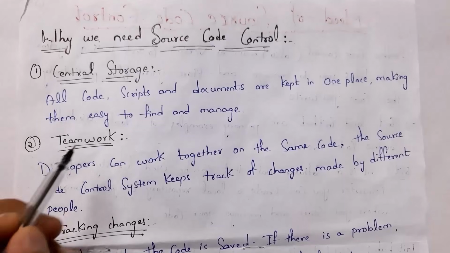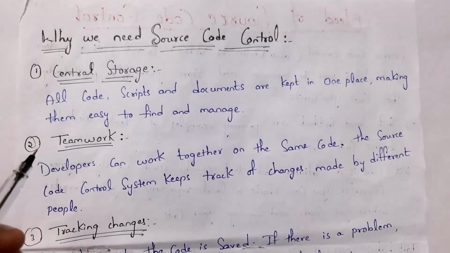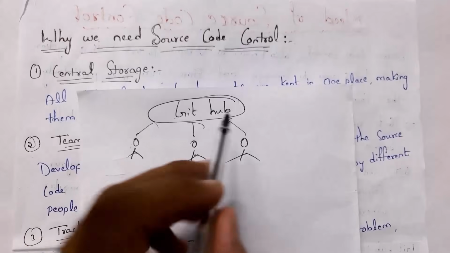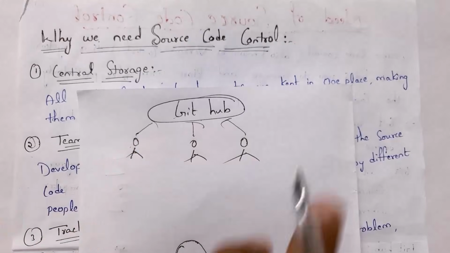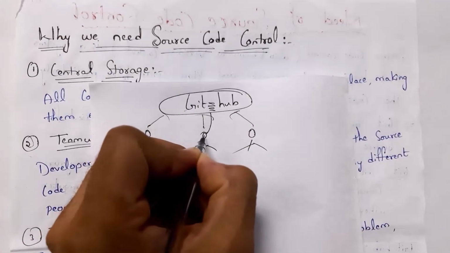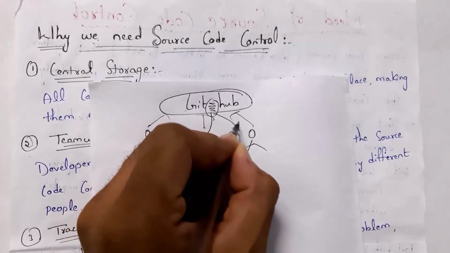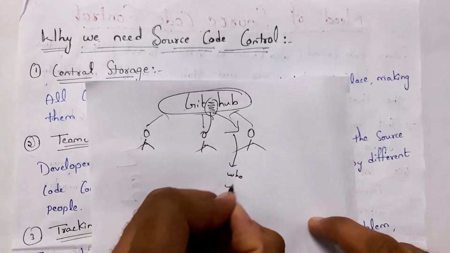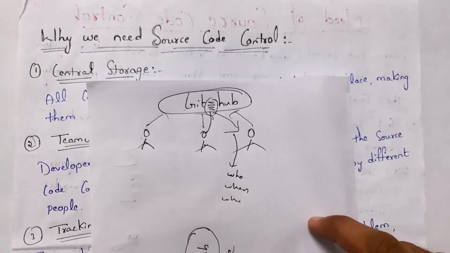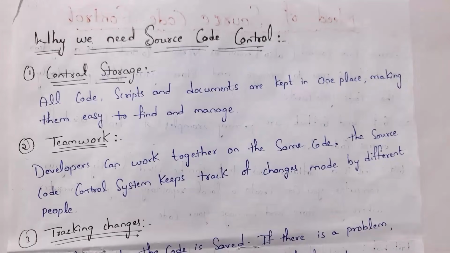Second one is teamwork. Whenever you place your code in source code control, all developers can work together on that same code. For example, GitHub is an example of source code control. So whenever I write code and place that code in GitHub, all remaining employees can work on that same code. For example, this developer modified my code. So immediately GitHub will store those changes. It will store who made changes, when they made changes, and what changes they made. So by using source code control, teamwork is possible. Developers can work together on the same code. The source code control keeps track of changes made by different people.